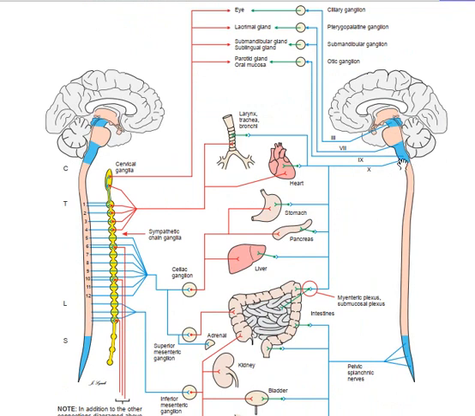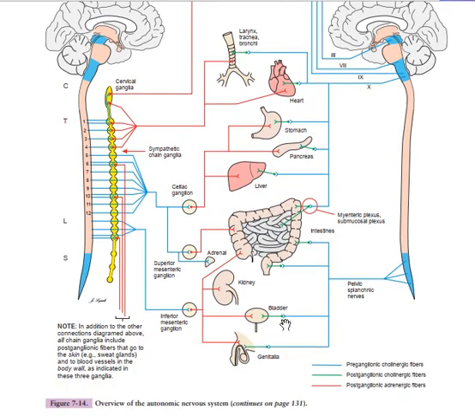Now we have the next one, the vagus nerve. You need to know that the vagus nerve supplies everything in the viscera. It supplies the lungs, the heart, the stomach, the duodenum, the pancreas, the liver, the intestine.